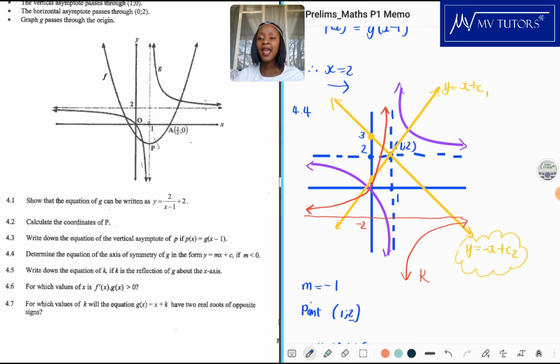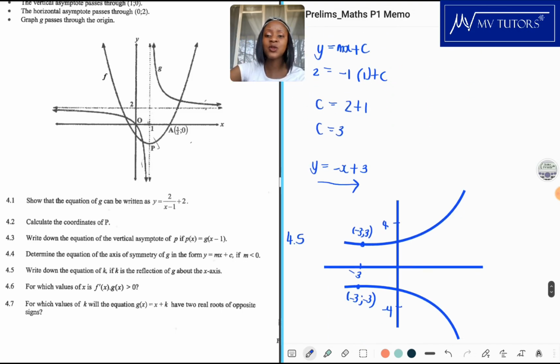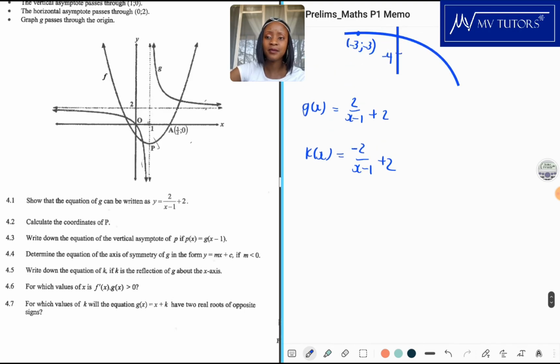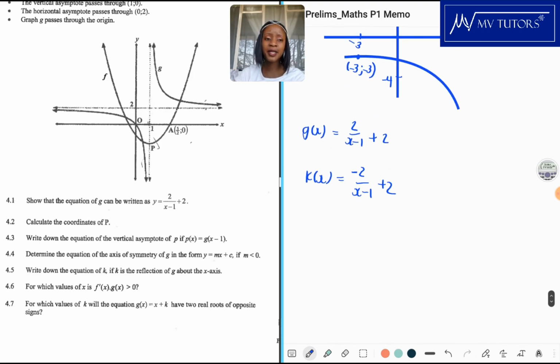You can see a was positive, which was 2. From left to right, the graph went like this. But for k, the red graph, from left to right, it went down. So it makes sense that 2 should be a negative. That's where you apply the negative. And that's the equation.